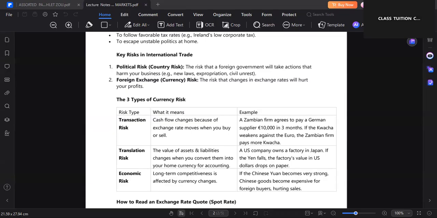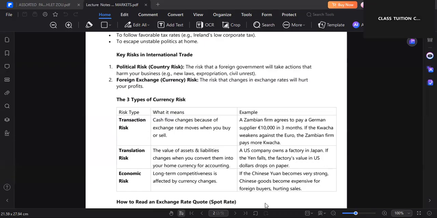There are actually three specific currency risks that you need to know. We have what we call transaction, translation, and economic risk. Have you heard of them? Transaction, translation, and economic risk. So what is involved in the transaction risk? You agree on a price today, but you pay later. So the exchange rates move in between.